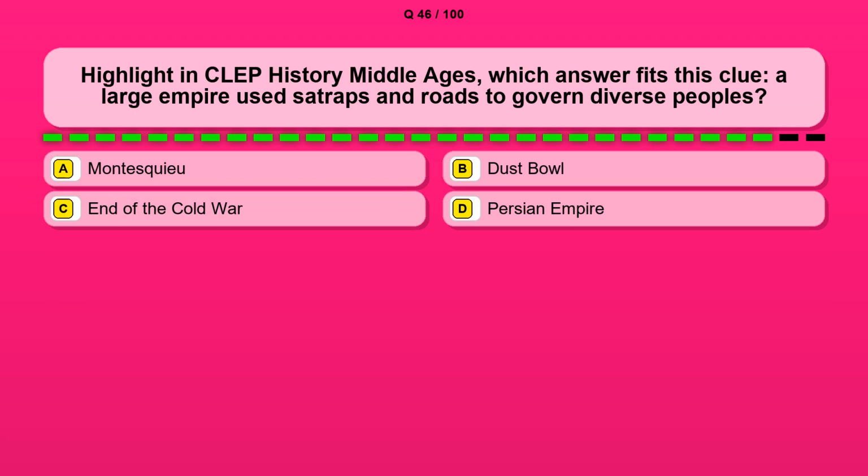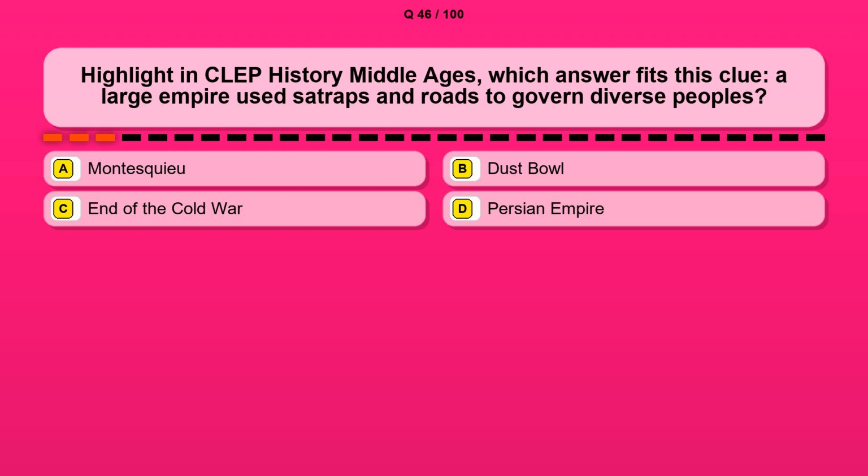Question 46. Highlight in CLEP History Middle Ages, which answer fits this clue. A large empire used satraps and roads to govern diverse peoples. Option A, Montesquieu. Option B, Dust Bowl. Option C, end of the Cold War. Option D, Persian Empire.